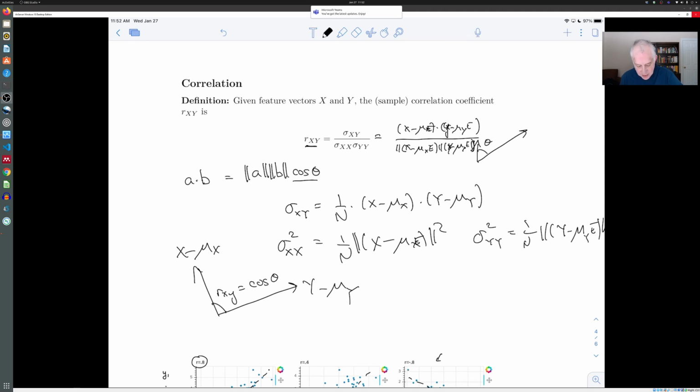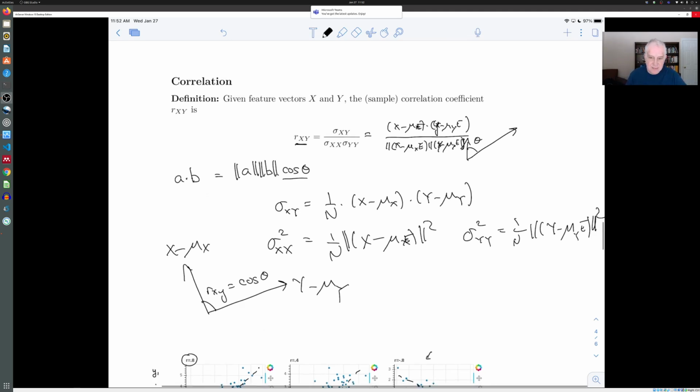And of course, in the most degenerate case, where the correlation is 1, that means the angle between x and y is 0, and the two features point in the same direction, so they're linearly dependent. As we know, that means they're redundant, and there's no need to use both of them. But even if r is very close to 1, it's telling you that the two features have a lot of the same information in them.